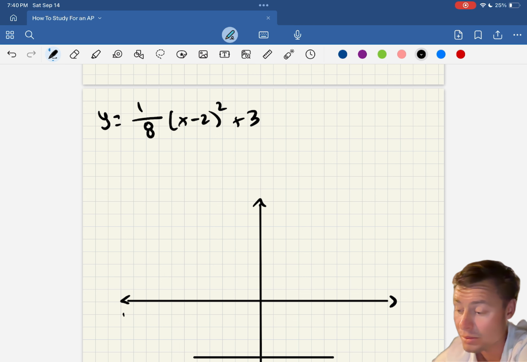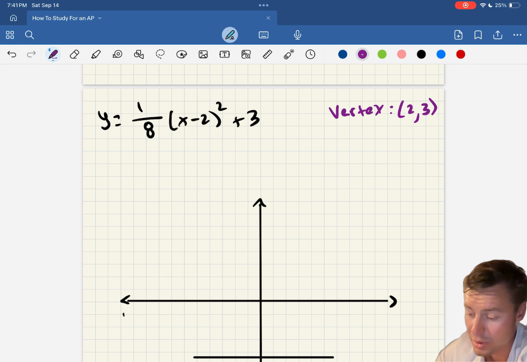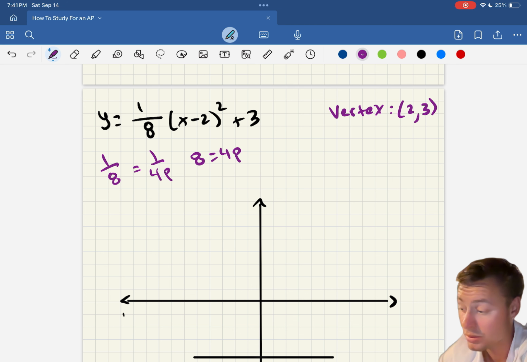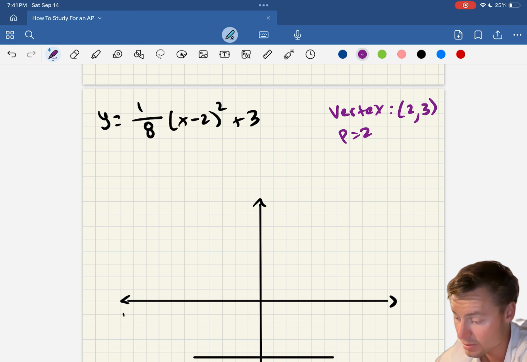Now let's figure out what our vertex is. So our vertex, since this is an h, k equation, would be 2, 3. The 2 comes from right here, the -2, and the 3 comes right here. What's our p value? Well, we know that 1 over 8 is equal to 1 over 4p, or that 8 is equal to 4p, or that p is equal to 2. So our p value is equal to 2, which means that if we do a quick little sketch of what this might look like, boom.